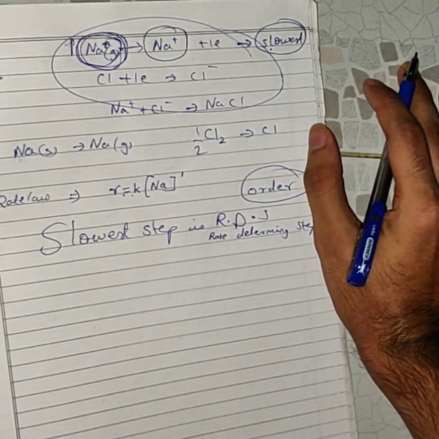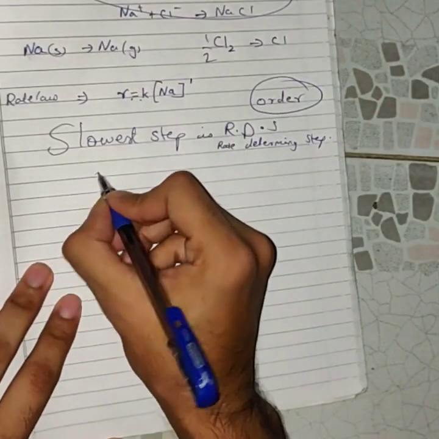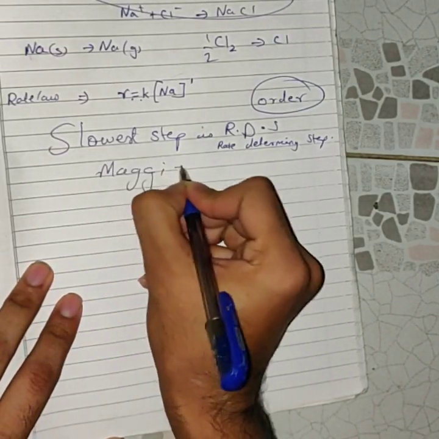Now to understand more clearly, we take an example. The best thing is Maggie.